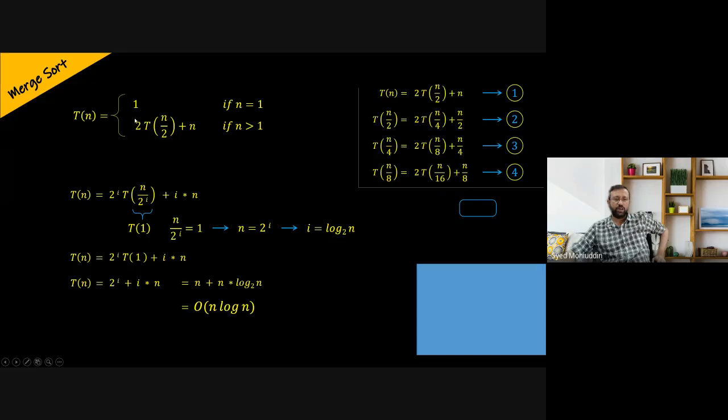So T of 1 is 1 itself. T of 1 we are writing, plus i multiplied by n. Now T of 1 is 1. So 2 power i multiplied by 1 is 2 power i, plus i multiplied by n.